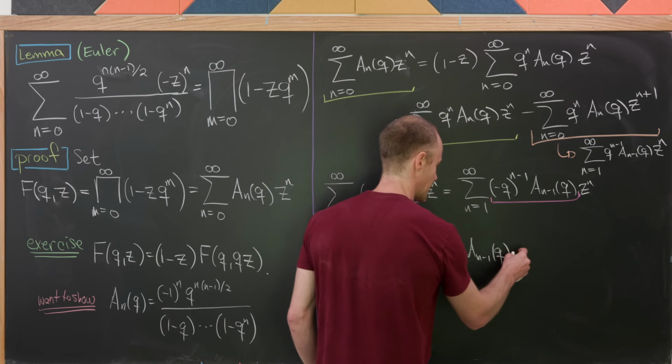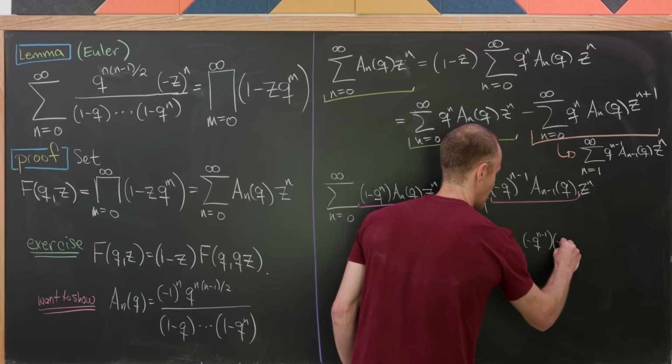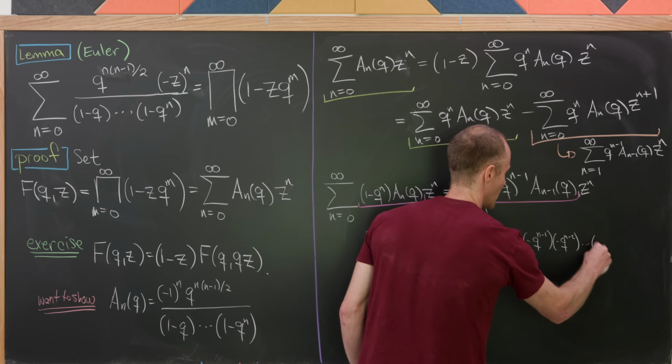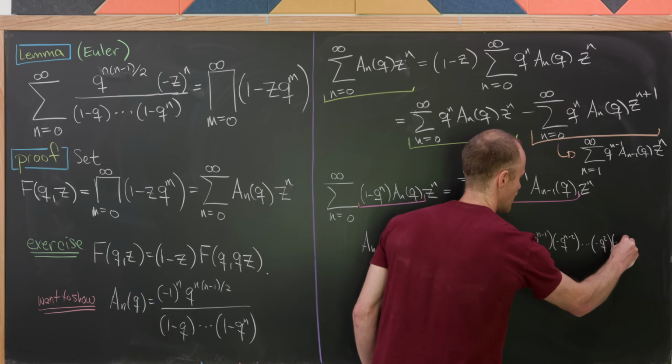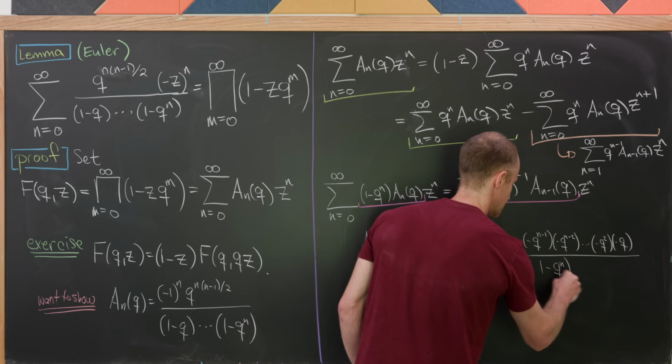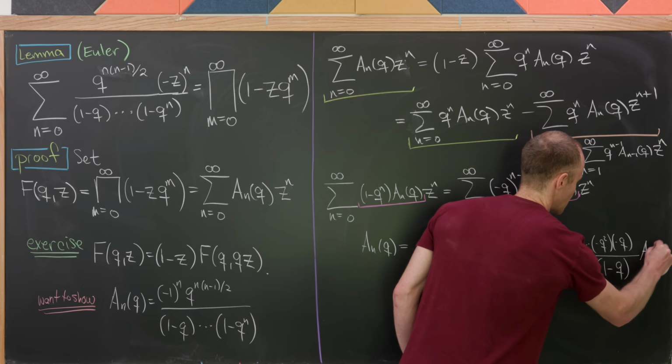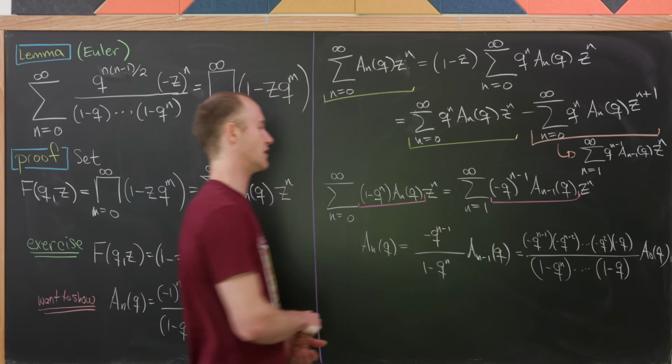And that's going to be something like this. We'll have minus q to the n minus 1, minus q to the n minus 2, all the way down, minus q squared, minus q, all over 1 minus q to the n multiplied down to 1 minus q. And then this is all times a sub 0 of q.